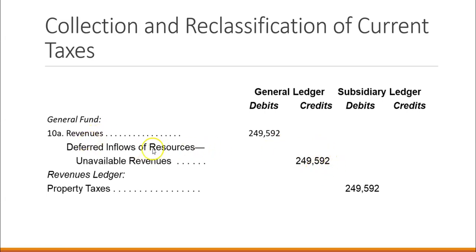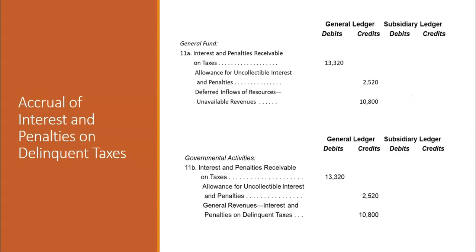But we're going to credit deferred inflows of resources, unavailable revenues, where we're going to say we can't spend that revenue until it's actually received in cash. And like I said, this is something that is allowed by GASB. So a little bit different than revenue recognition.